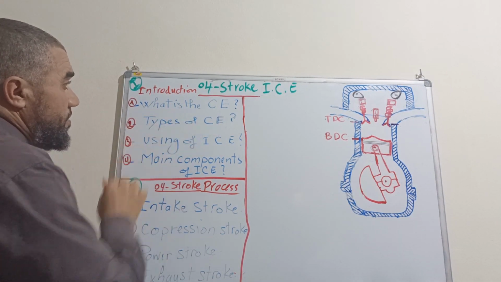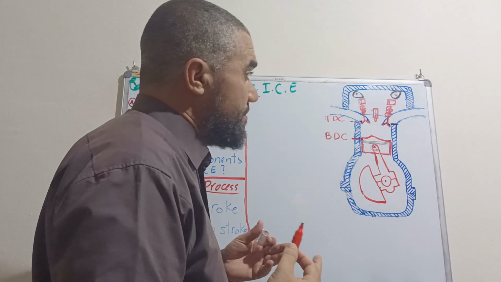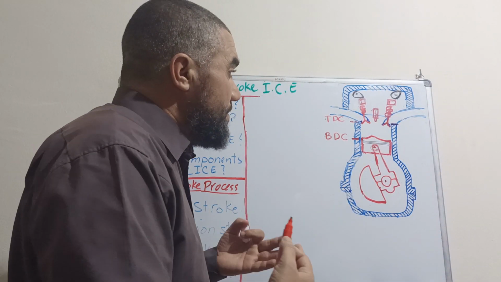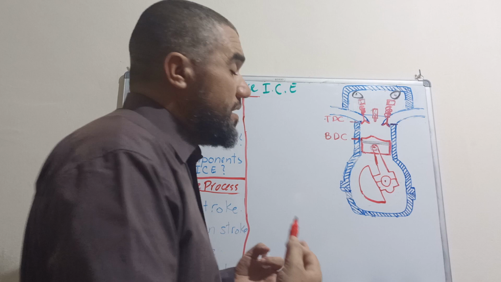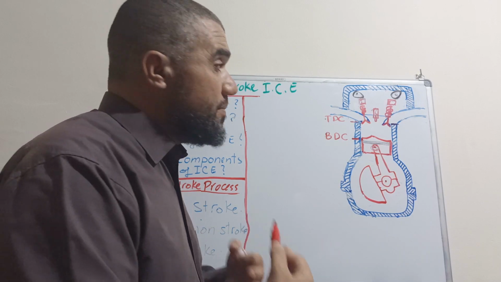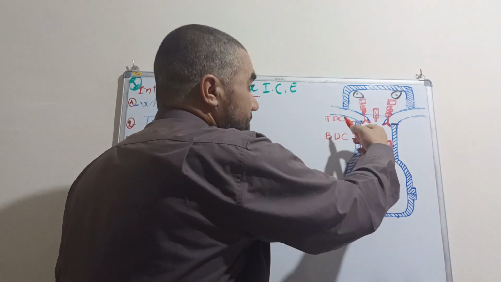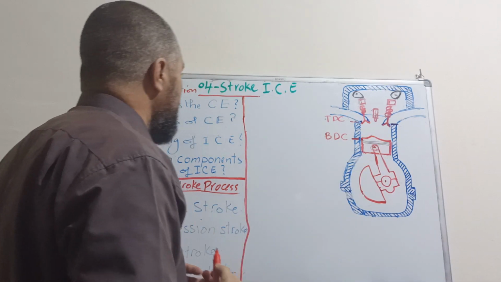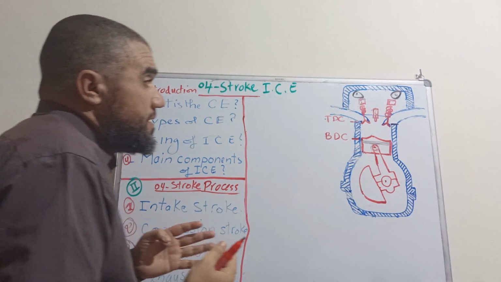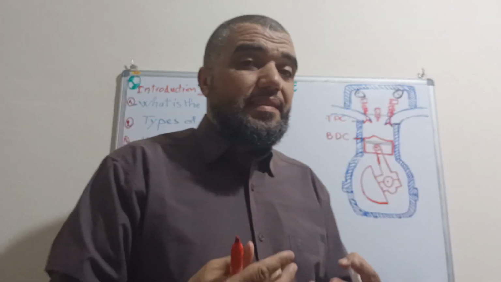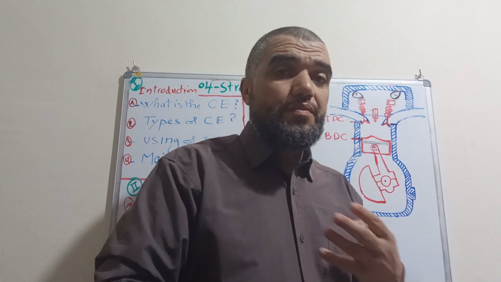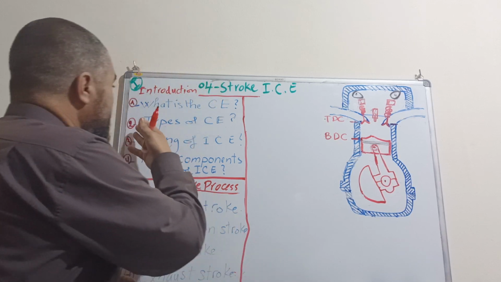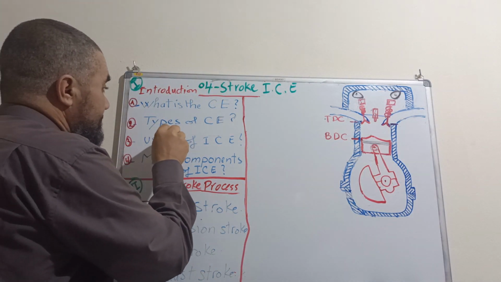The first, what is the combustion engine? The definition of the combustion engine. The combustion engine is an engine that converts the chemical energy, due to the combustion of fuel inside the combustion chamber, into mechanical energy. In other words, we can say the combustion engine is an engine that produces or generates mechanical power by combustion of fuel.